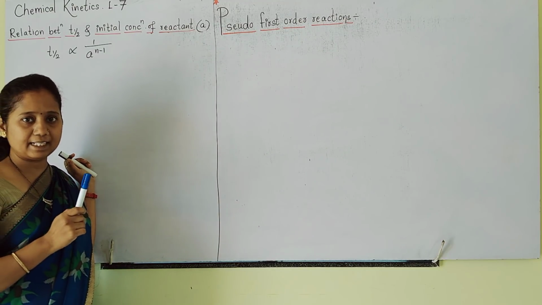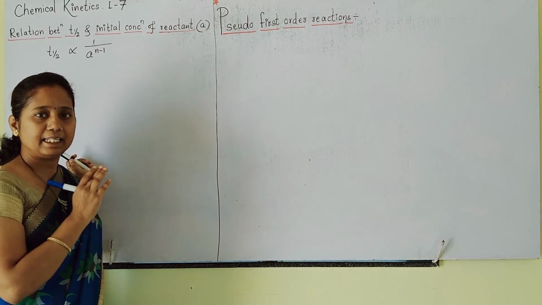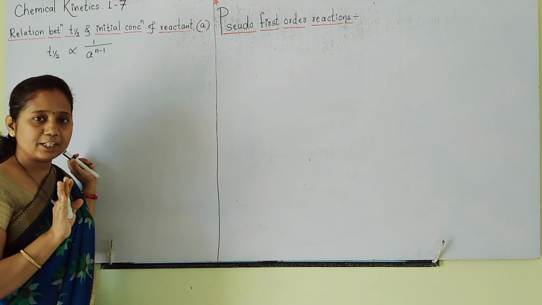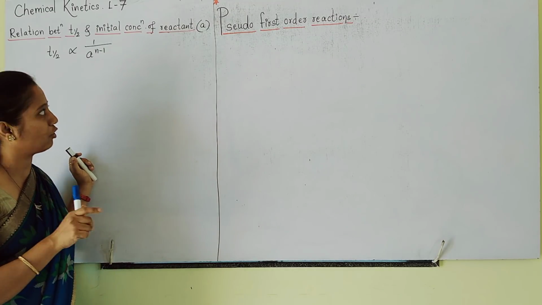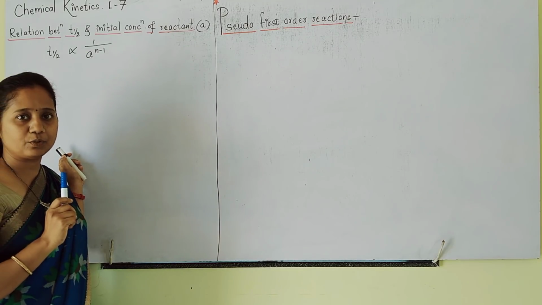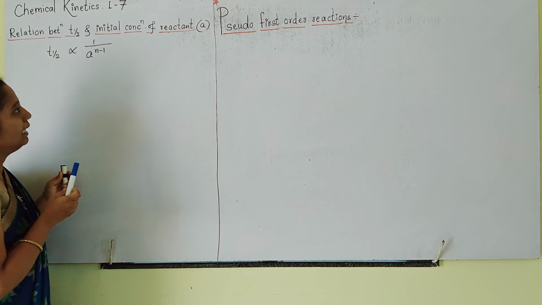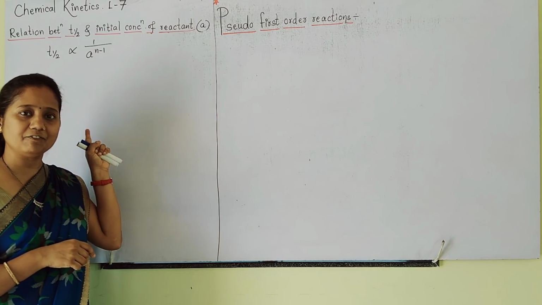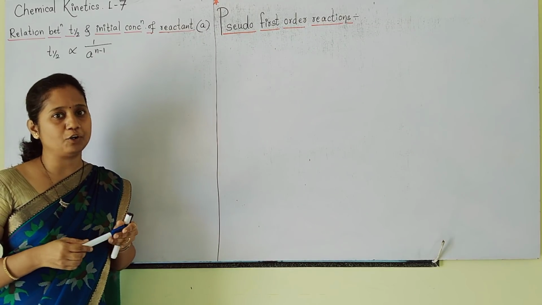Till now we were writing symbol R naught for initial concentration of reactants. Here instead of R naught, A is used. Things are the same only. Initial concentration of reactant is given by A instead of R naught. What does symbol N represent? Of course you know that N means order. We have seen it before. So let us see the relationship between half-life and initial concentration of reactant for various orders.